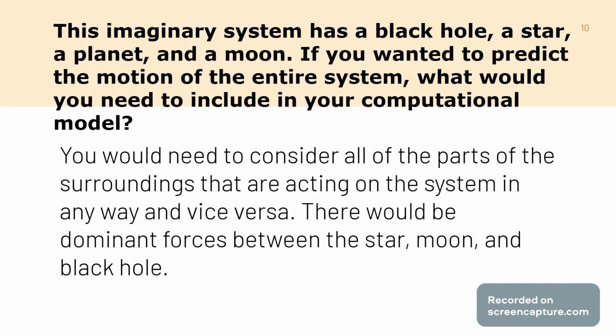Secondly, this imaginary system has a black hole, a star, a planet, and a moon. If you wanted to predict the motion of the entire system, what would you need to include in your computational model? You would need to consider all the parts of the surroundings that are acting on the system in any way, and vice versa. There would be dominant forces between the star, moon, and black hole.